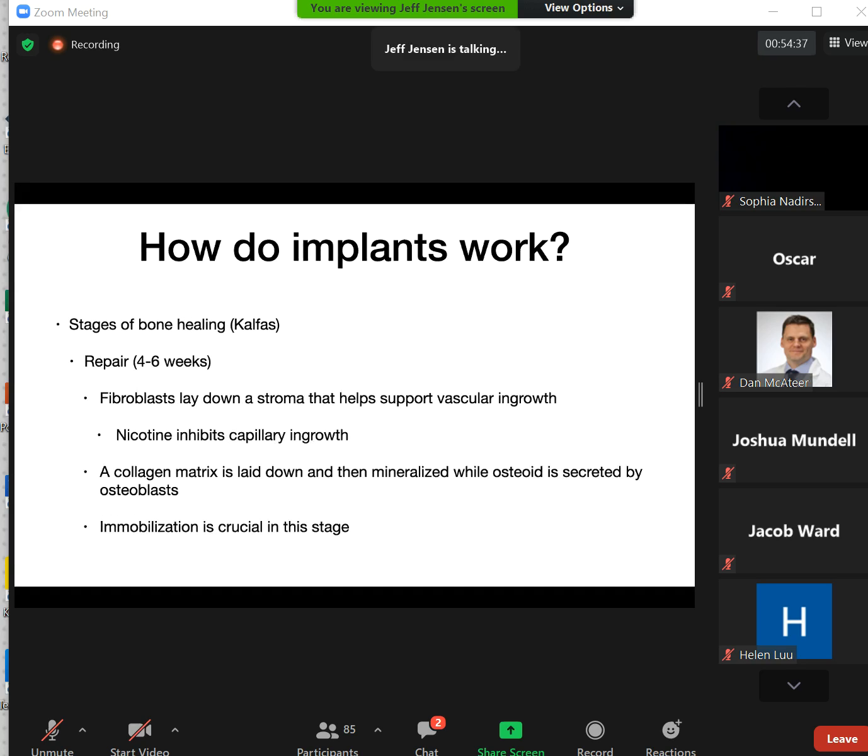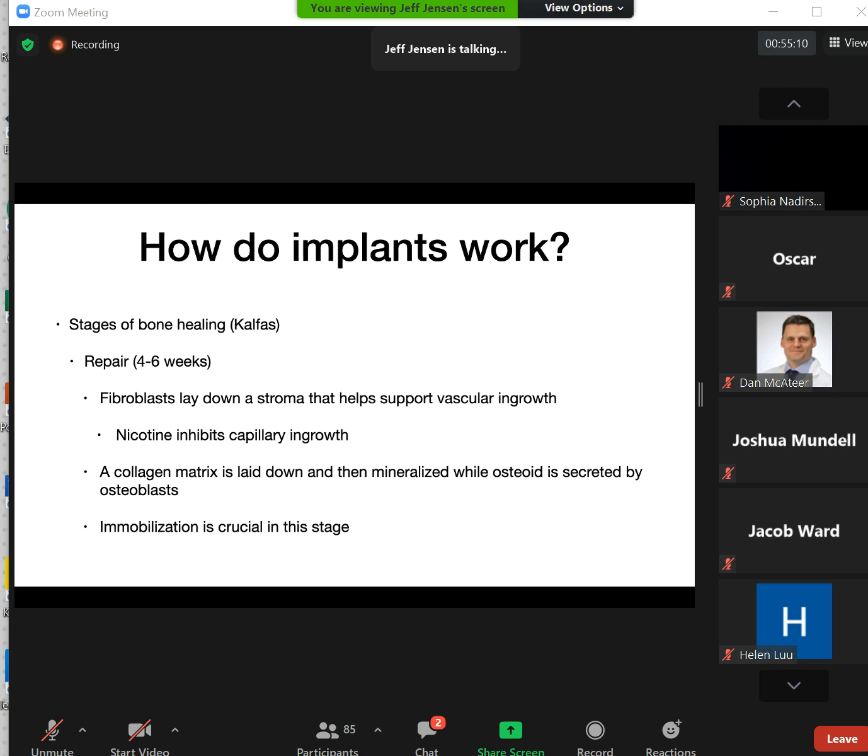Second stage is repair. So from about a month to 6 weeks. At this point, you start to see the fibroblasts laying down what's called a stroma. And this is what helps support the vascular growth. So you're seeing some increased vascularization in the area. This is one reason nicotine inhibits this capillary growth. So that's one reason why smoking is considered such a big risk factor for implants, is you just don't get as good a vascularization as you would without.